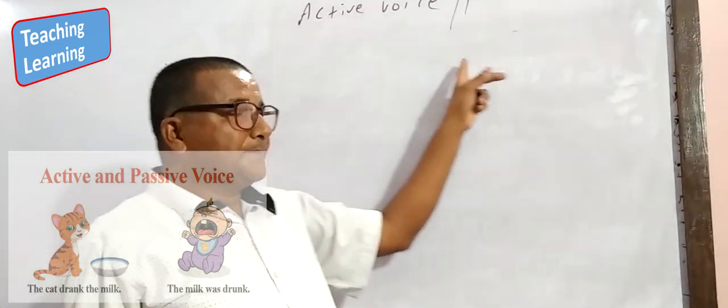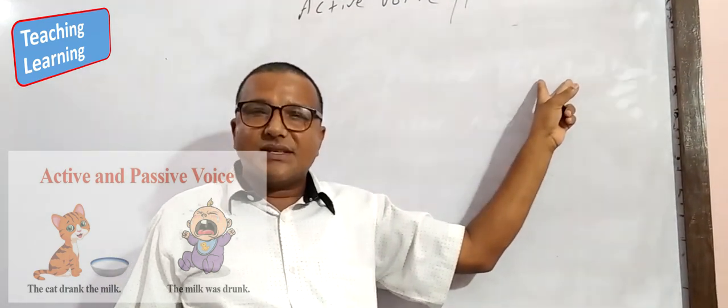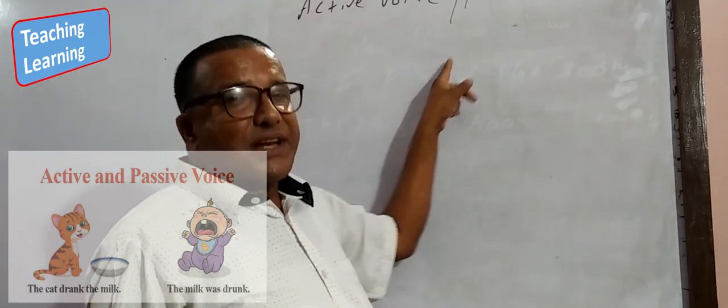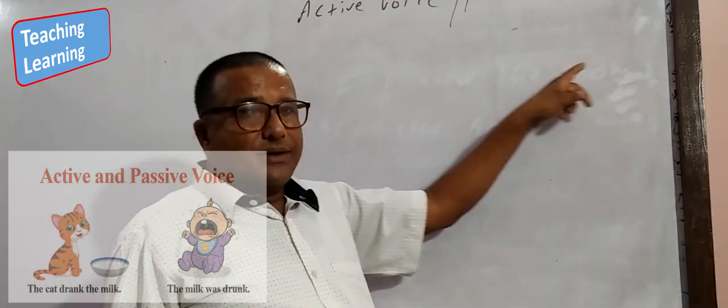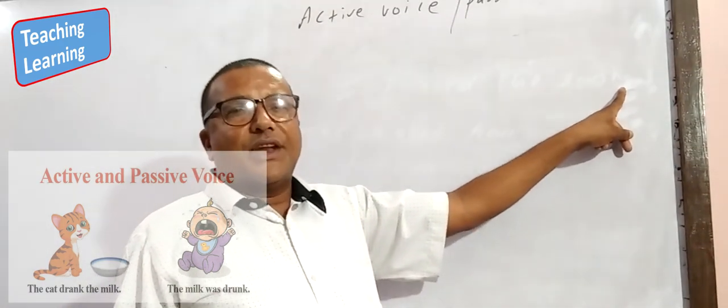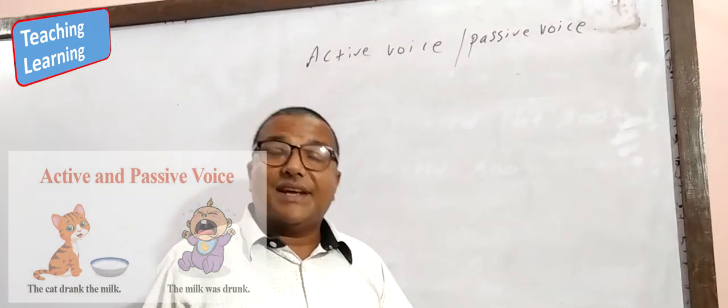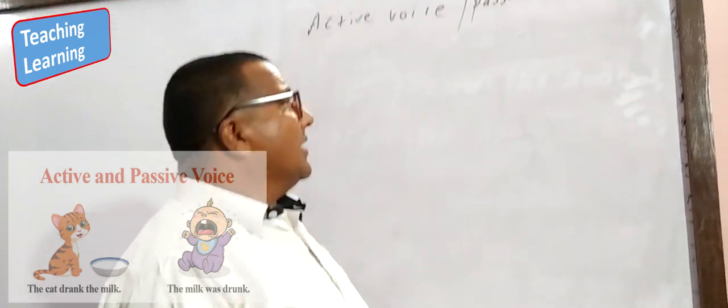Look at here. Active voice means tense. I have taught you the assertive sentence at first, then positive, negative, then interrogative sentence. All are active voice. Today I will teach you passive voice.